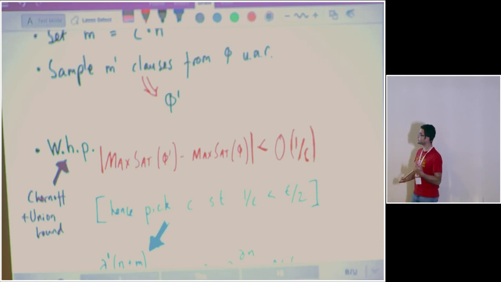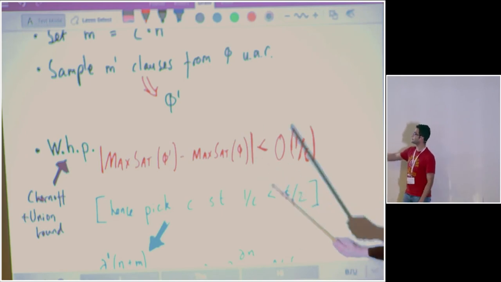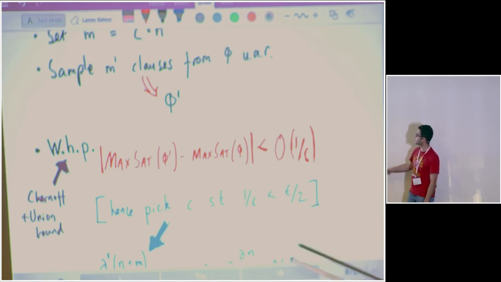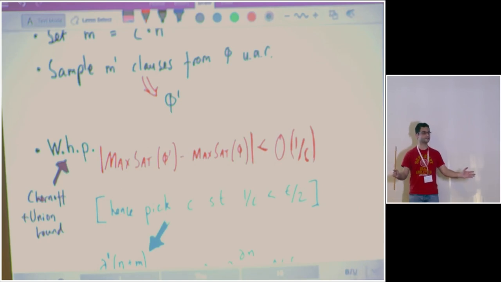Okay? So in particular, notice that if phi is satisfiable, then phi prime is also satisfiable. Yes? And if phi was 1 minus epsilon unsatisfiable, then if I pick c so that 1 over c is less than epsilon over 2, then phi prime is going to be 1 minus epsilon over 2 unsatisfiable, so I still have an epsilon over 2 gap. Okay? And that's actually it. There's not more to it than that.